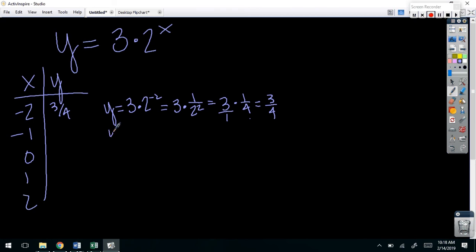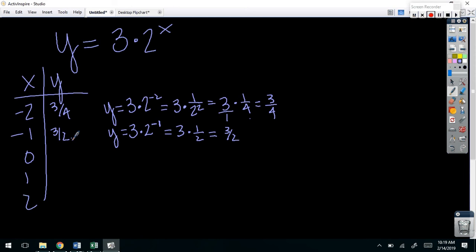All right, same process for -1. The negatives are going to be the hardest. This is going to happen every single negative. Look, 3 times 2 to the -1. The negative makes it flip. So what does that become? 1 over 2. And 3 times 1/2 is 3 over 2. 3 over 2 is 1 1/2. Okay? I'm going to show you how to graph it. Don't worry. Right now, let's fill in our T-chart, okay?